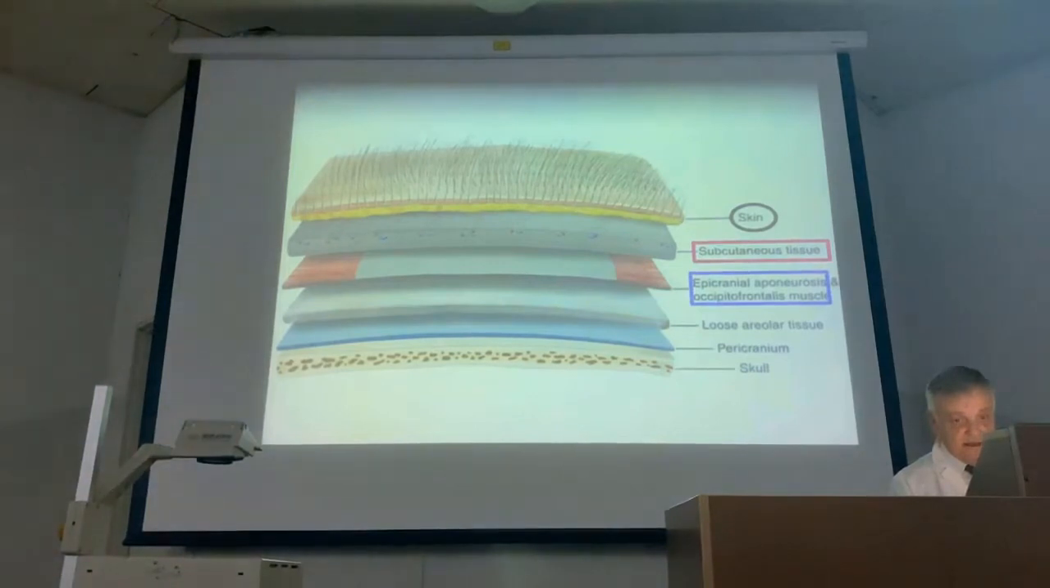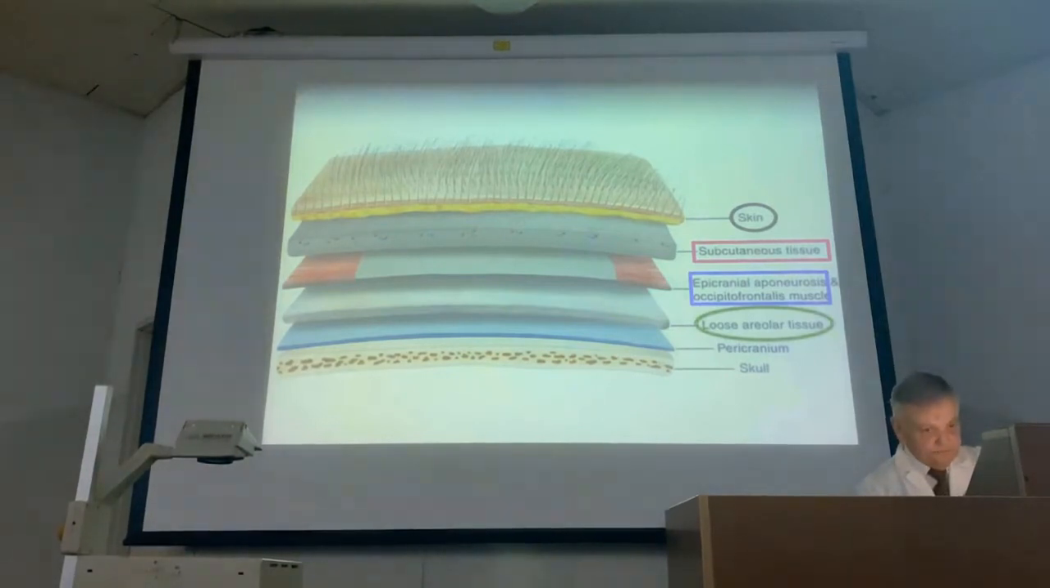Then the epicranial aponeurosis of occipitofrontalis. You know, occipitofrontalis has a central tendon. Occipitalis is at the posterior and frontalis at the anterior, and in the middle there is an aponeurosis of that muscle. Then loose areolar tissue. That's why when we raise our eyebrows, the scalp moves. It moves in this plane. Then there is the pericranium of the bones of the skull.